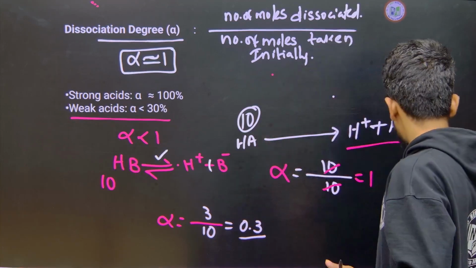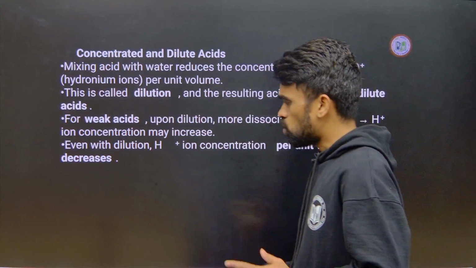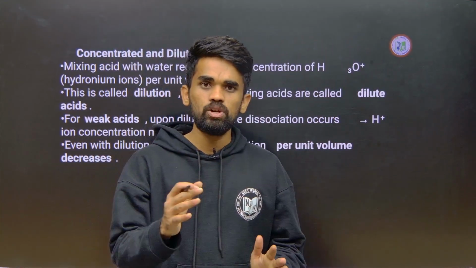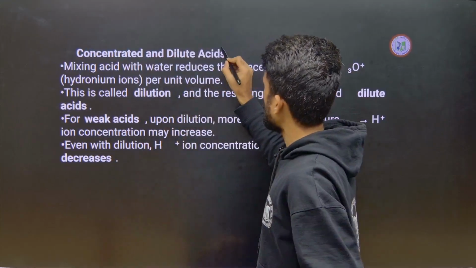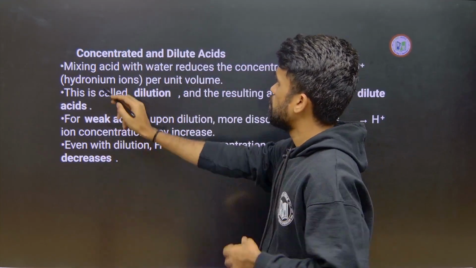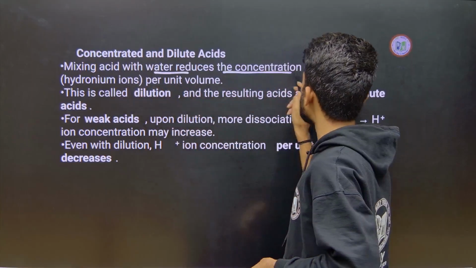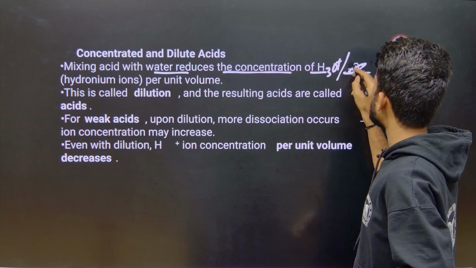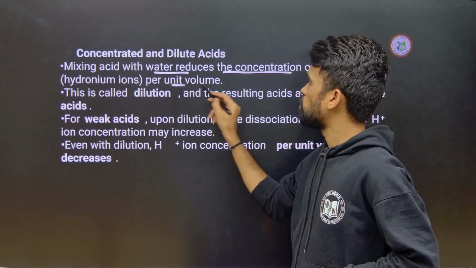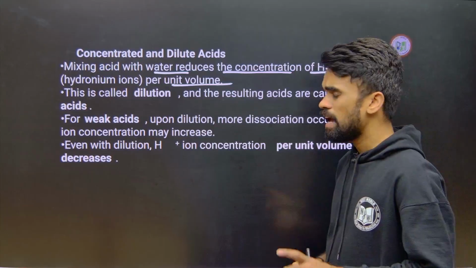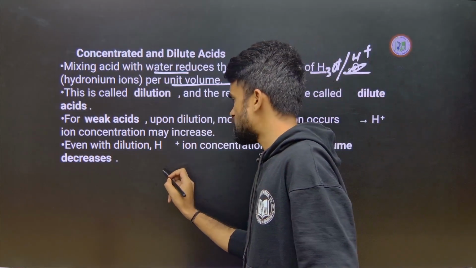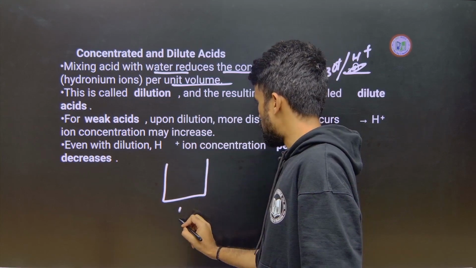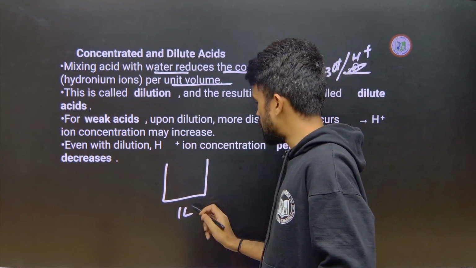Next, we can also classify acids as concentrated acids and dilute acids. Mixing acid with water reduces the concentration of H3O plus, or H plus ions, per unit volume. Let us say I have an acidic solution in a container, a beaker, and this is a 1 liter beaker.